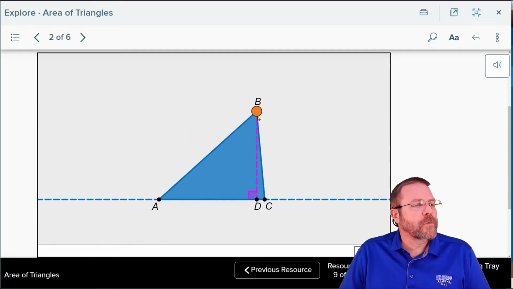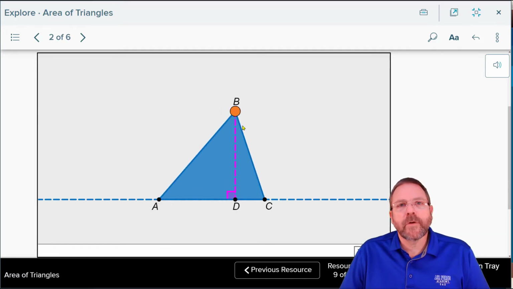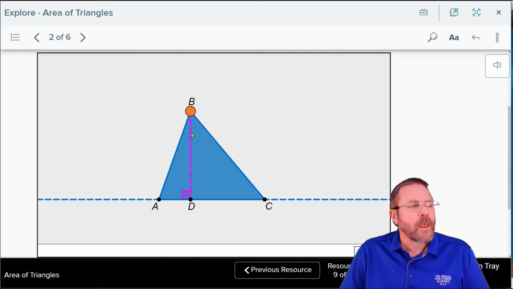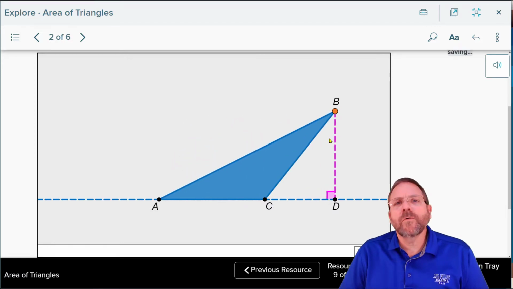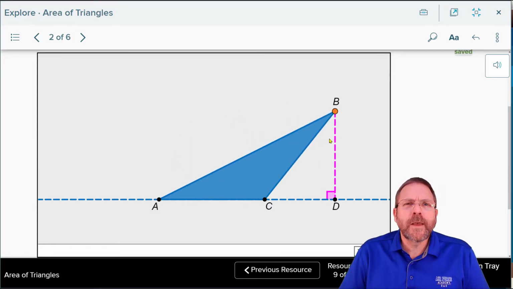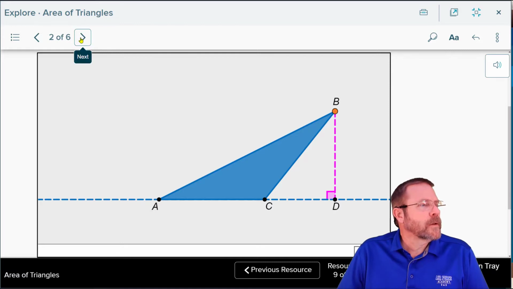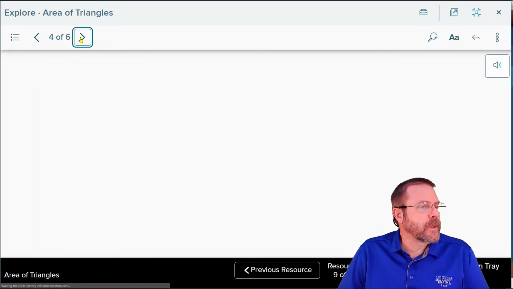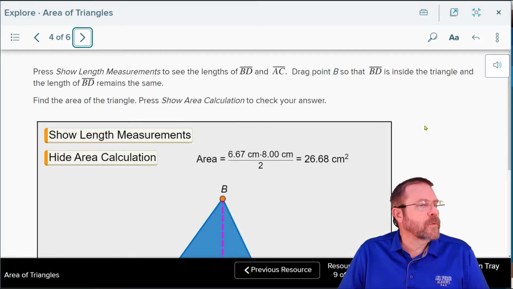Now we've played with triangles that look like this, where you have a clear height and a clear base. But what if our triangle looked like that? What would that end up doing to the area? To find out, we're going to skip up ahead here and do some of those problems.